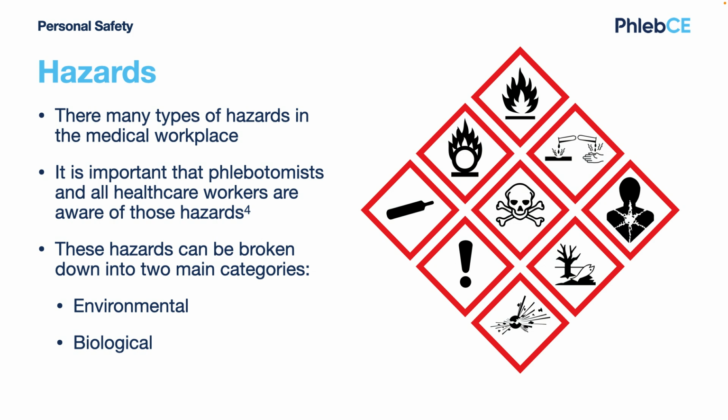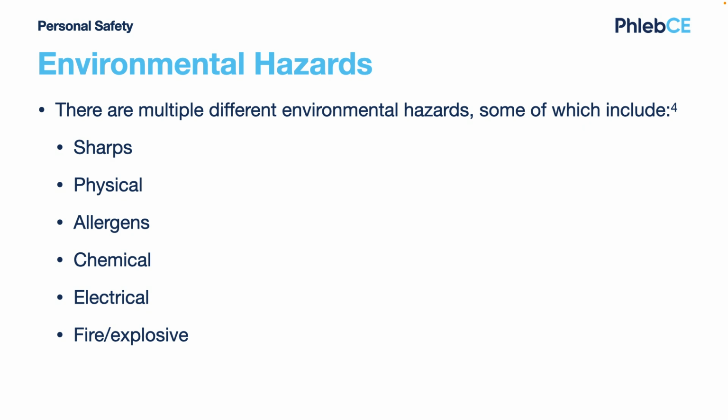These hazards can be broken down into two main categories: environmental and biological. Environmental hazards include sharps, physical, allergens, chemical, electrical, fire, explosive, and biological hazards are substances or organisms that threaten human health. Some examples of biological hazards include bloodborne pathogens, airborne pathogens, vector-borne pathogens, and animal-borne pathogens.